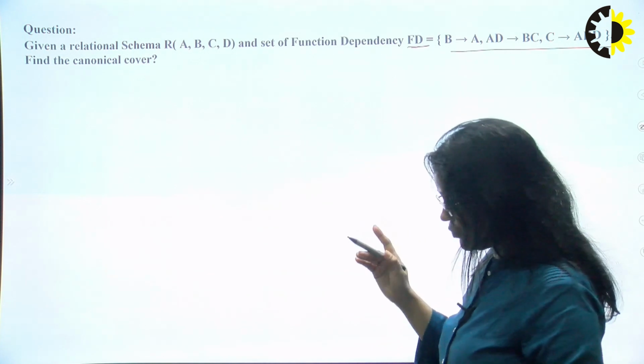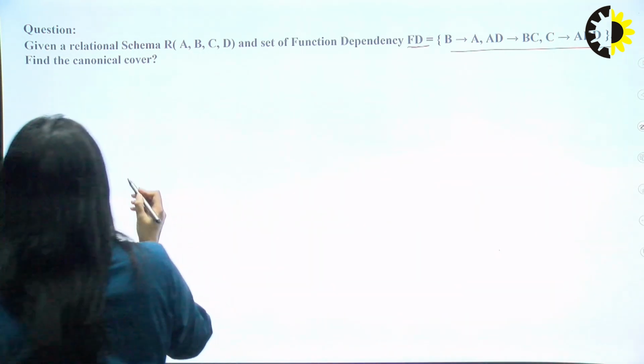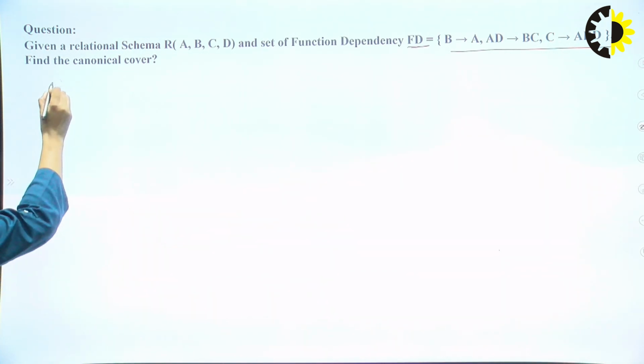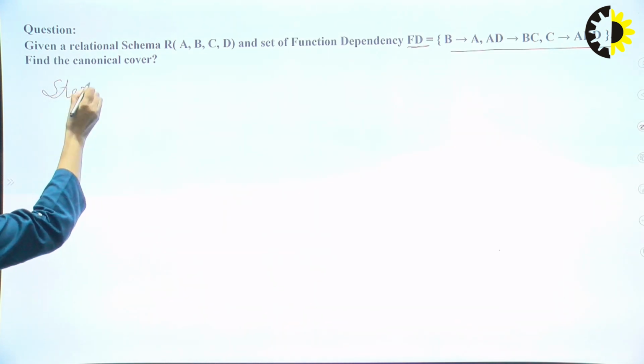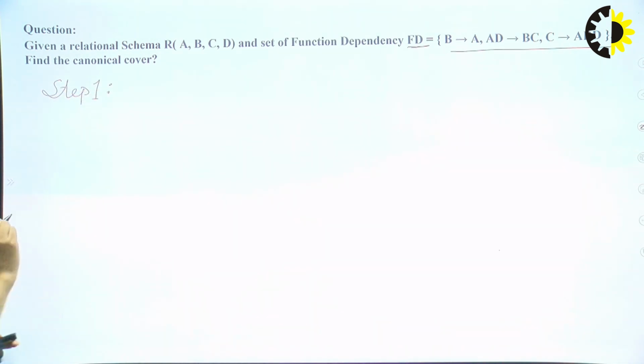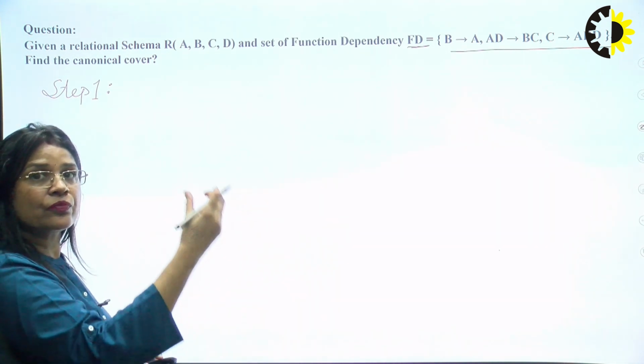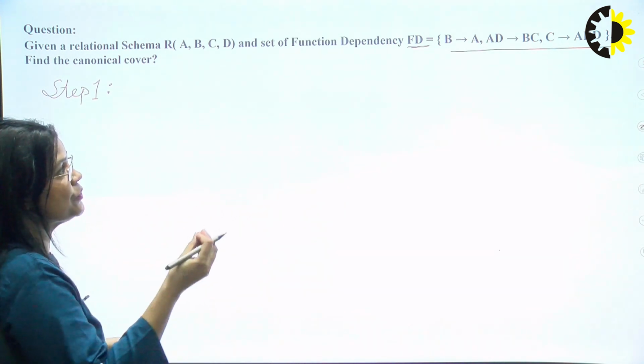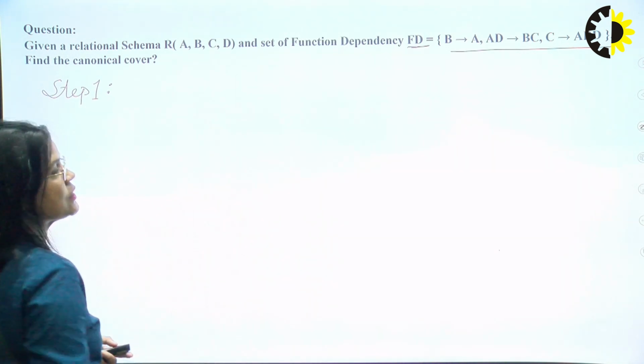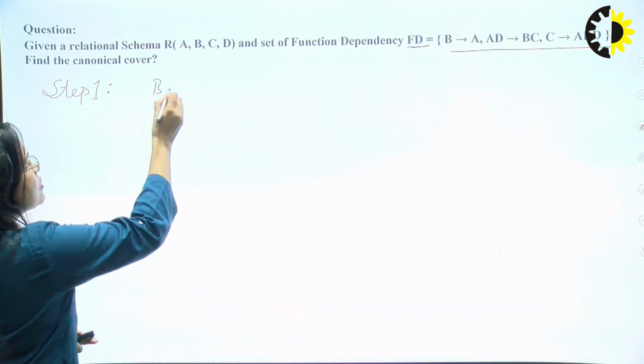Now if we follow step 1, according to it we need to decompose the functional dependency at the right hand side if we have more than one attribute at the right hand side. See, the first functional dependency says B tends to A.